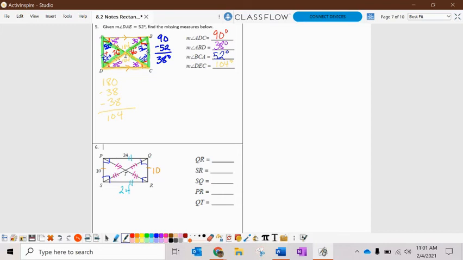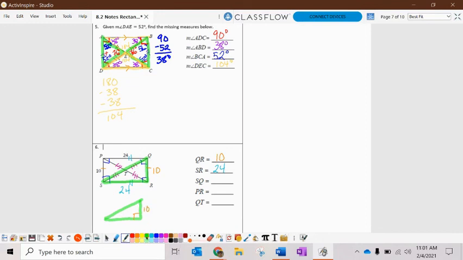Okay, so let's see what they asked and what we already know. The measure of QR we already know is 10. The measure of SR we already know is 24. The measure of SQ. Now we don't know SQ, but we're going to find it the same way we did in the second example. If we zoom in on just this triangle that has SQ and then the 2 sides of the rectangle, okay, and I'm going to redraw it here so we can look at it. Okay, then we already know it's a right triangle.